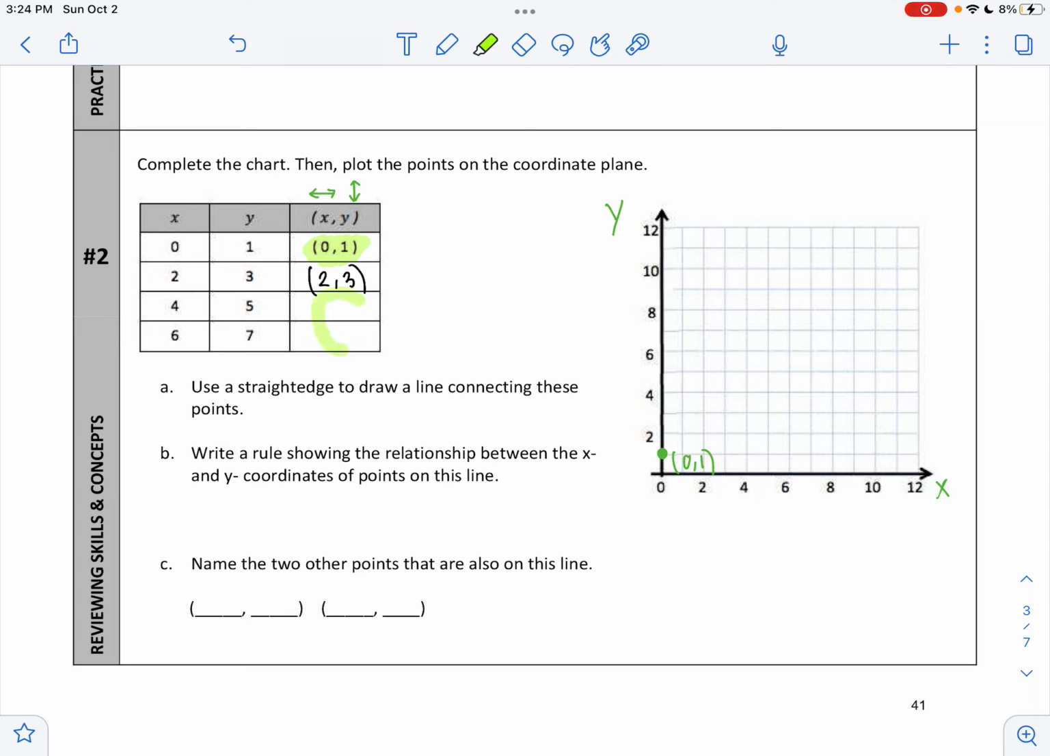Your job is to complete the table, then plot the points on the graph. Once you've finished plotting the points on the graph, you'll want to use a straight edge to draw a line connecting these points. Go ahead and pause the video to plot the points in question 2. When you're finished, I'll explain what B and C are asking.